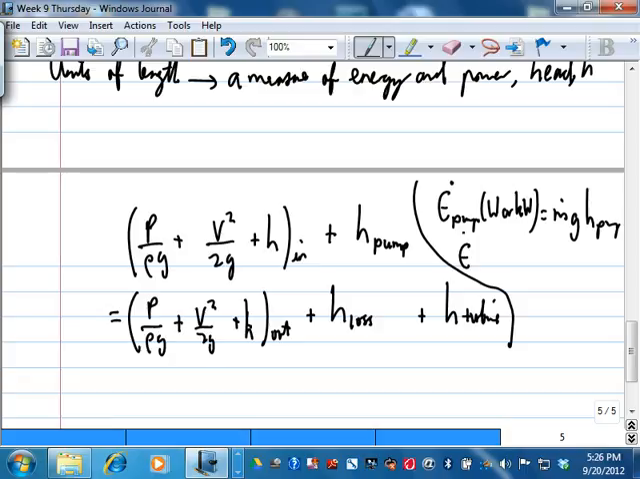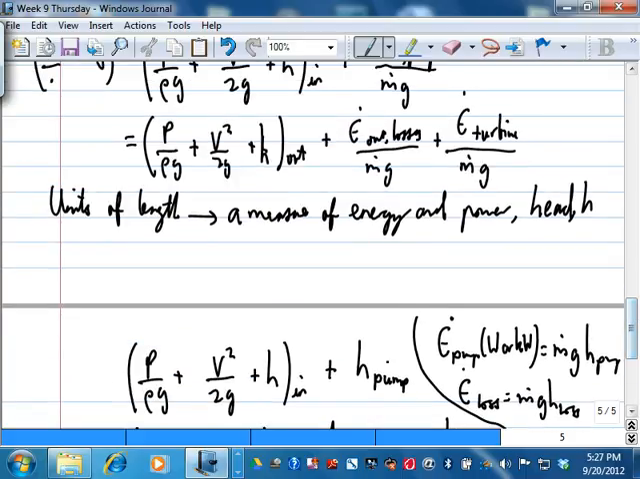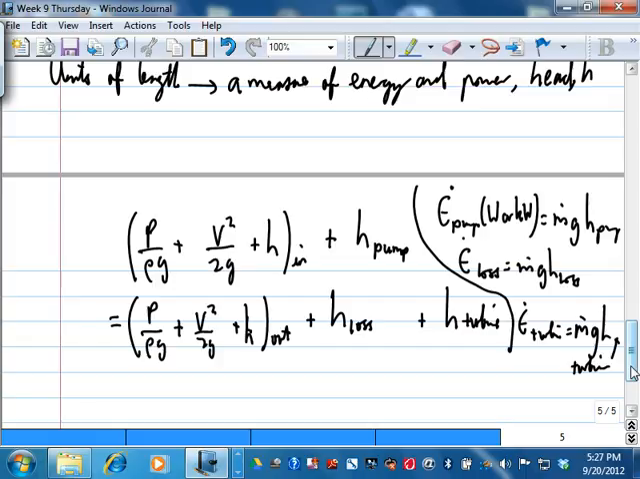So the rest are easy. E dot loss is equal to m dot g head loss. E dot turbine is m dot g head turbine. Okay? So if you want to convert between the two, this is equal to m dot g times h. Any questions so far?